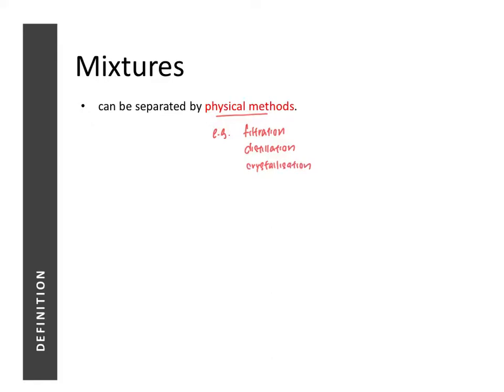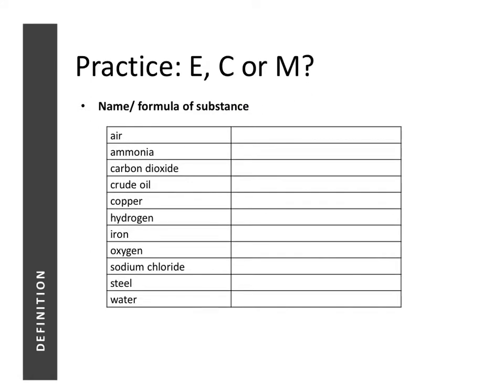Now that we have looked at the definitions of element, compounds and mixtures, the common examples, as well as how the particles appear at the particle level, let us now look at the three common types of questions that you will get in elements, compounds and mixtures. The first type of question is where they give you the name or formula of a substance and you're required to tell us whether it's an element, compound or mixture. There are some tricks that you can use to help you in classifying them.